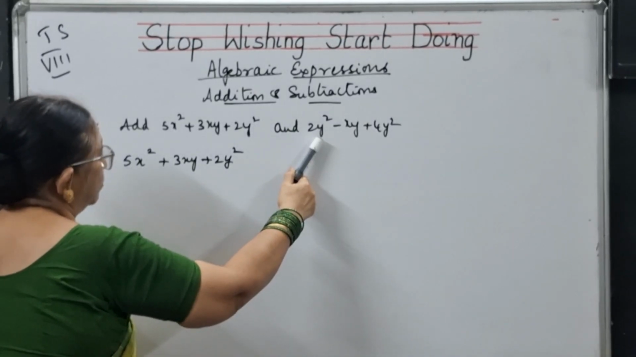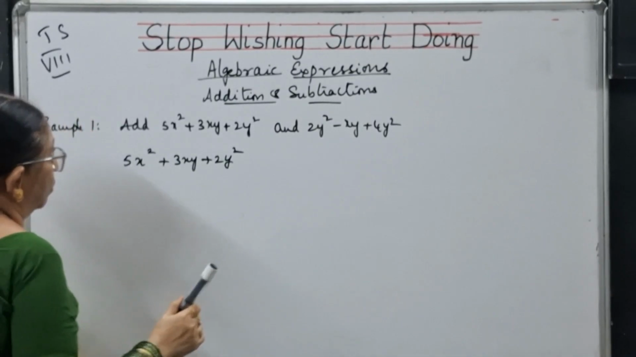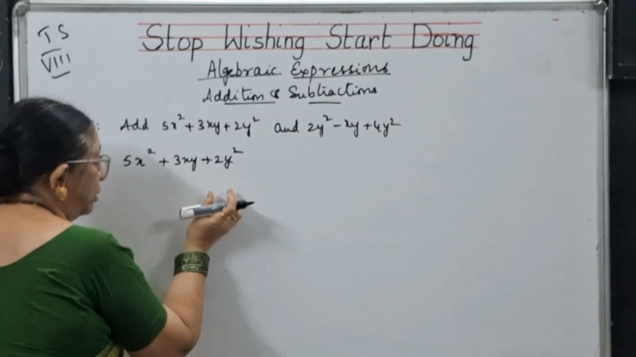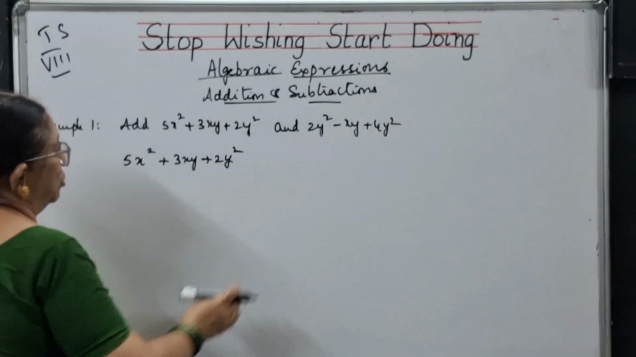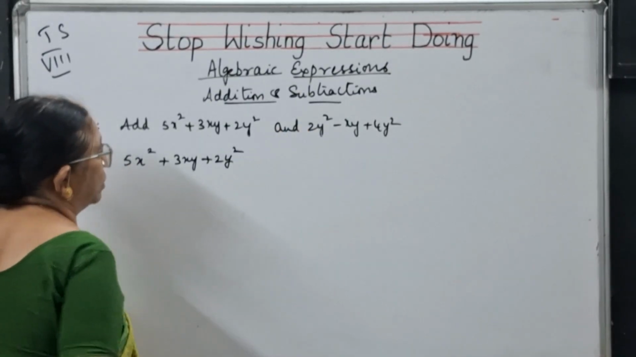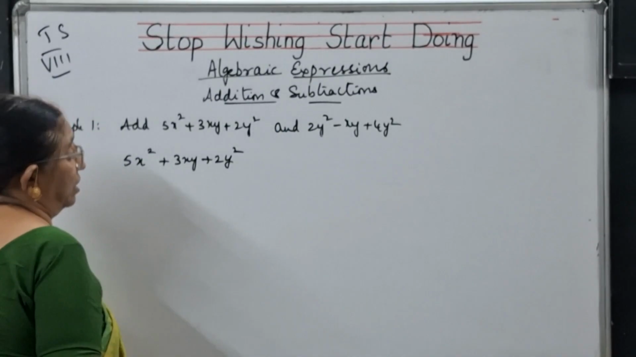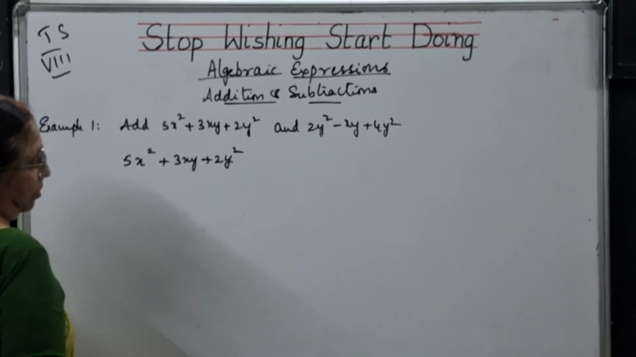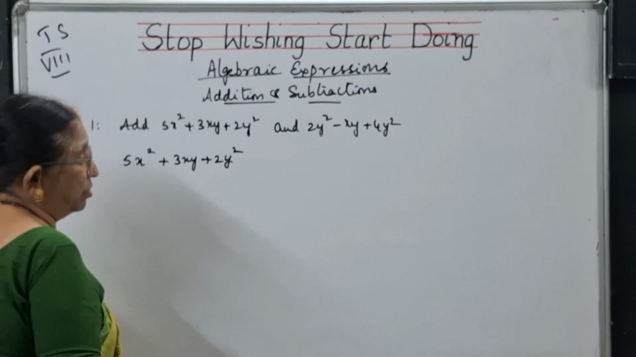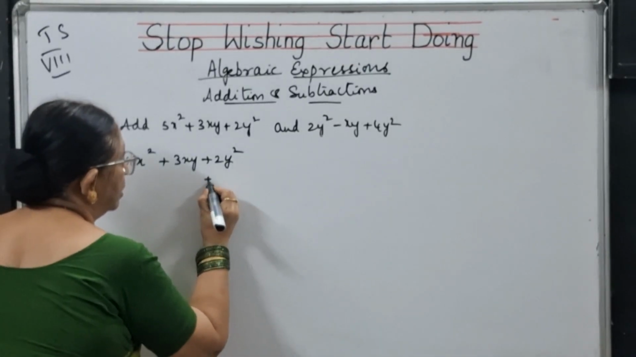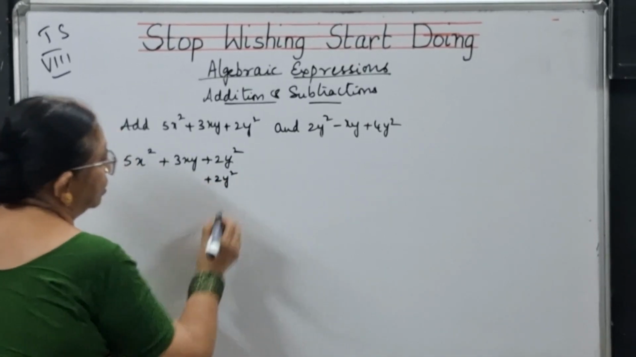What is the sign of this 2y square? Sign is also very important, children. When you are taking this value into the other place, you have to take it along with its sign. Here there is no sign. Whenever a number has no sign, it is positive. That is why they are not mentioning it. So I should write here plus 2y square.